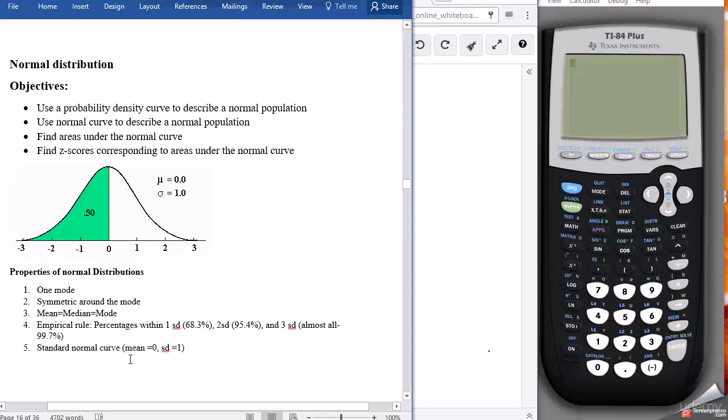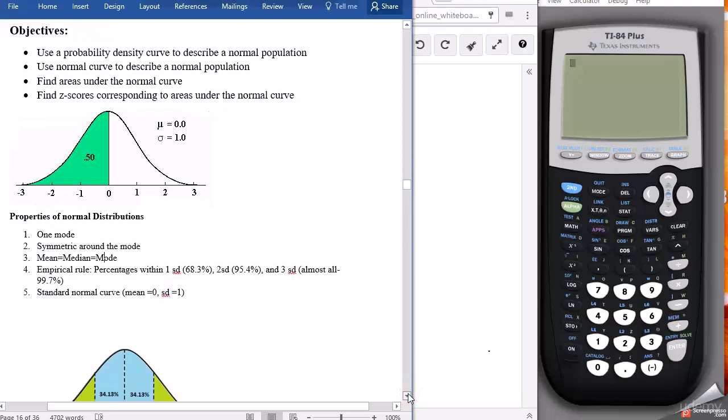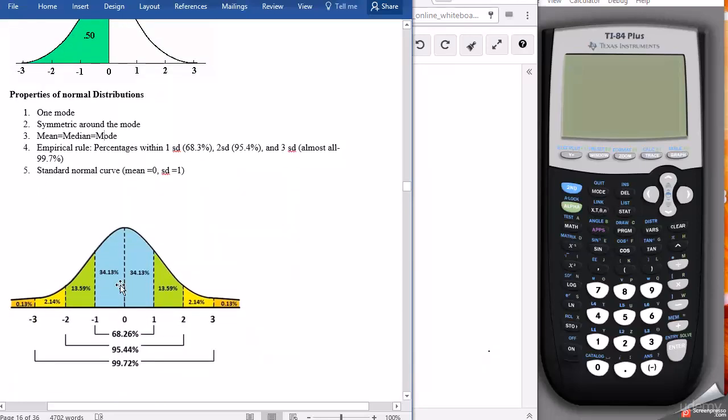Okay, the standard normal curve has a mean of 0 and standard deviation of 1. As you can see right here, the mean is in the middle and standardized, so the mean is 0 and the standard deviation is 1. Going further down, we can see the illustration of the empirical rule. Within one standard deviation we have 68.3%. If you add 34.13 and 34.13, that gives you 68.26.